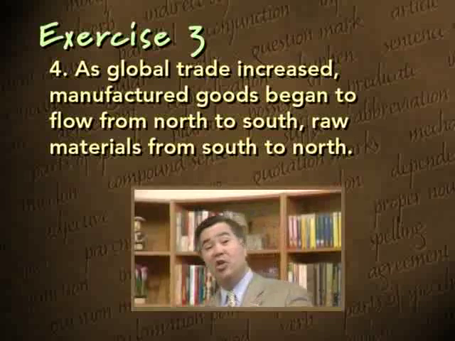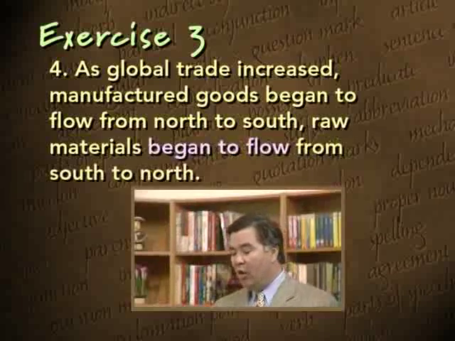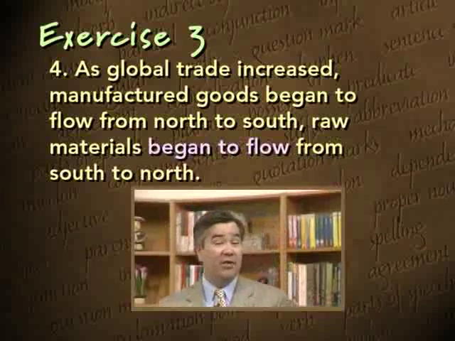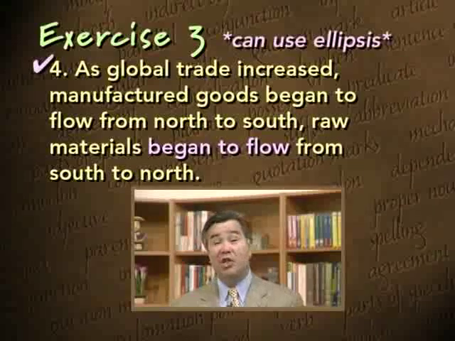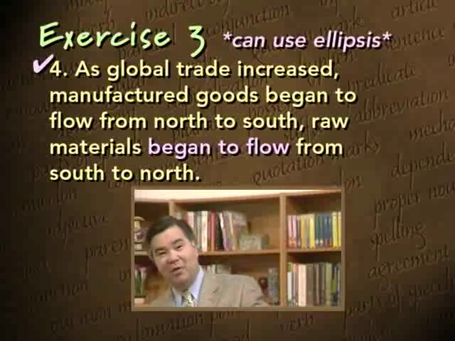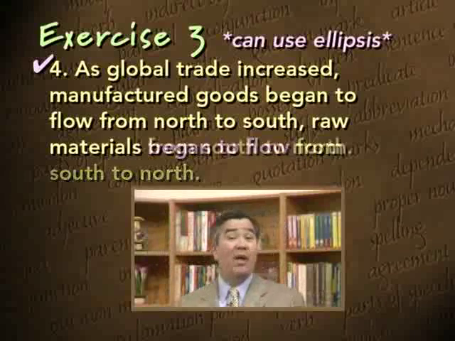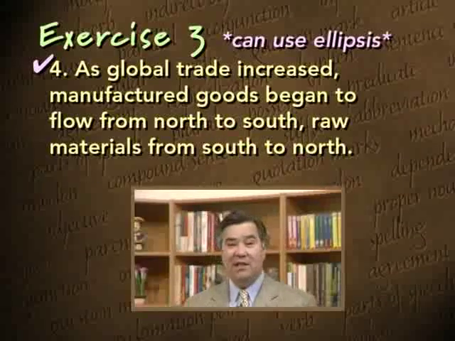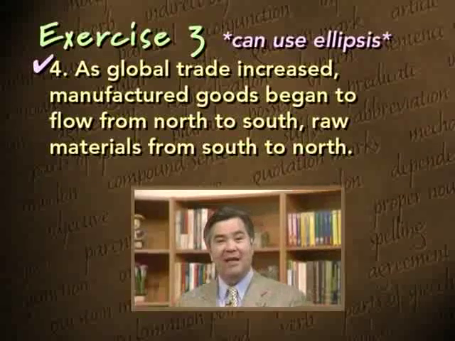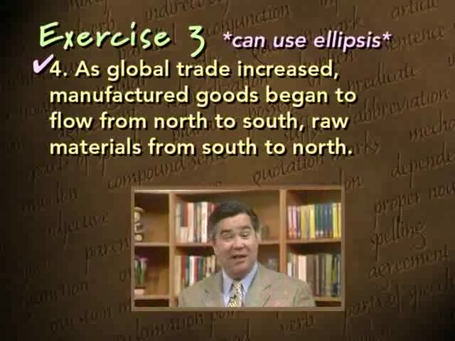When we insert those exact same words in the second clause, does it make sense? Raw materials began to flow from south to north. Yes, it does. So this passes the ellipsis rule. When you insert the omitted words, the sentence still makes sense and reads properly, and when they're omitted, the thing is clear and easy to understand. So once again, this is a sentence that has used ellipsis correctly and doesn't need any fixing.